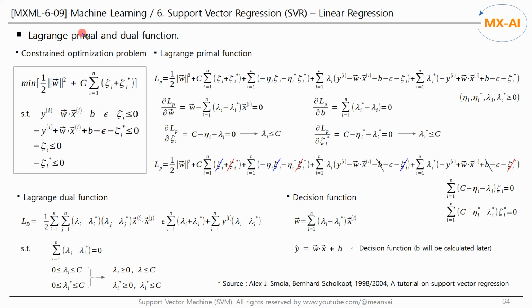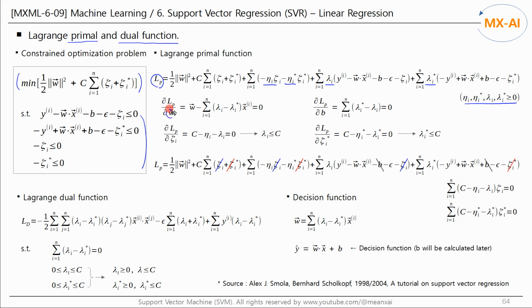Next, let's create the Lagrange primal and dual functions for this optimization problem generated on the previous page. This optimization problem has 4 inequality constraints as follows. This is the objective function. And we can write a primal function like this using Lagrange multipliers for the 4 constraints. Eta, eta star, lambda, and lambda star are Lagrange multipliers. They are all greater than or equal to 0.